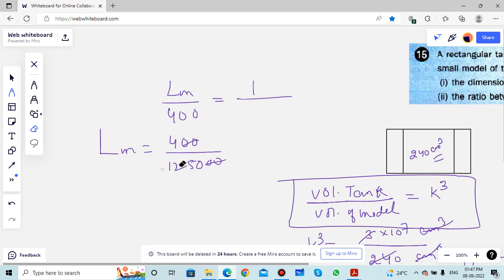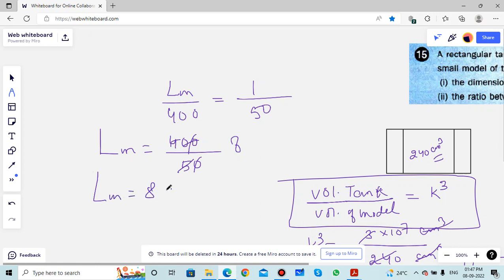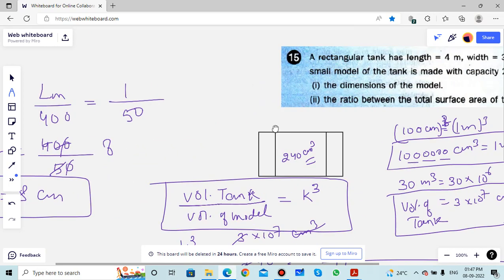Whenever you find some absurd number coming up, something which is not common sense applying, something not logically going to be correct, think in this manner. So it will be 1 upon 50 here. So this will be 50. 1 0 got cancelled, and it will give you 8 exactly. So length of the model is how much? 8 centimeter, because everything is converted to centimeter, right?